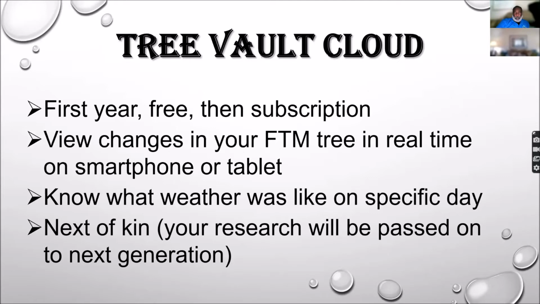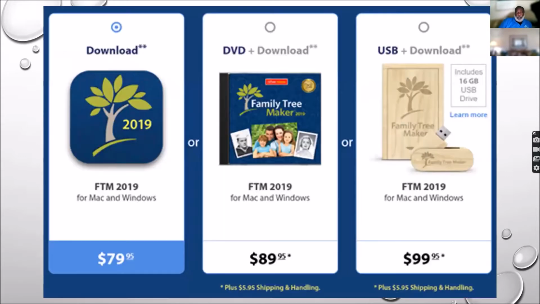So one of the complaints about the software is that it didn't work well with the phone. So the Tree Vault thing does make it a little bit easier to use with your smartphone. Now, why you would want to know what the weather was like on a specific day, I'm not too sure. But I suppose if there was a tornado or some local disaster, you might want to know. And I mentioned about the Next of Kin.